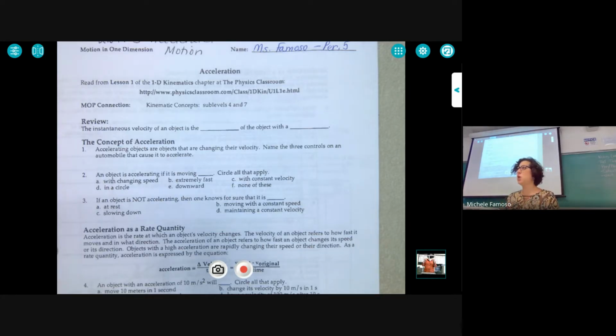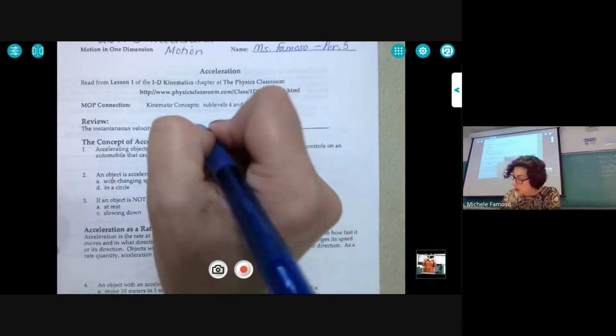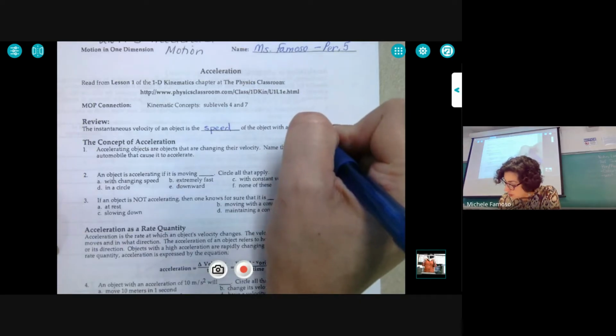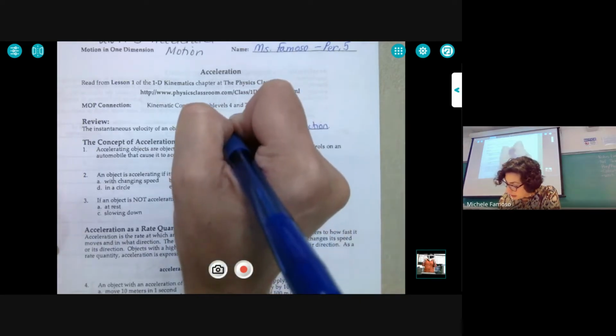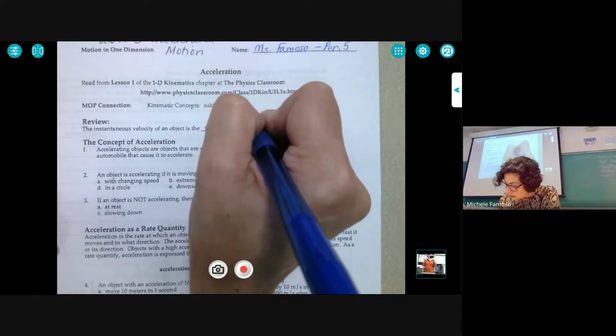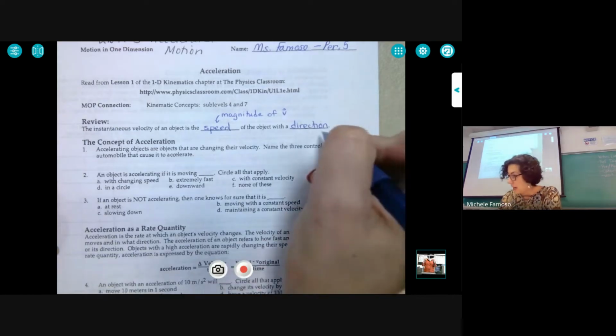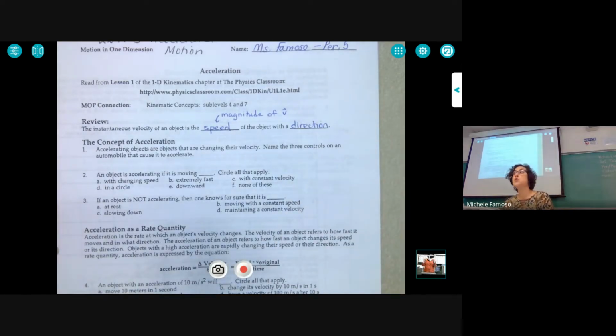How do I find my slope? I don't have a slope. The what? The speed. There we go. It's the speed of the object with a direction. The speed is the magnitude of the velocity vector, and direction is the way in which it's moving. That's what that means. Okay, so a velocity is how fast you're moving and in what direction you're moving. The speed and your direction.